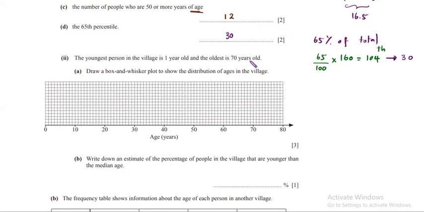The minimum value and maximum value, that is the smallest and the largest. And in the middle, we need to know the lower quartile, median, and the upper quartile. So using those, we need to find the values. We need to draw the box and whisker plot.